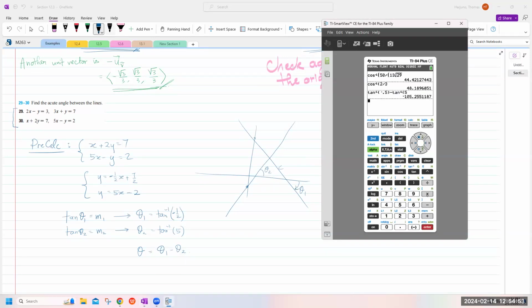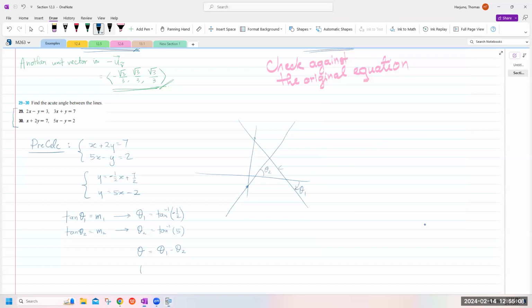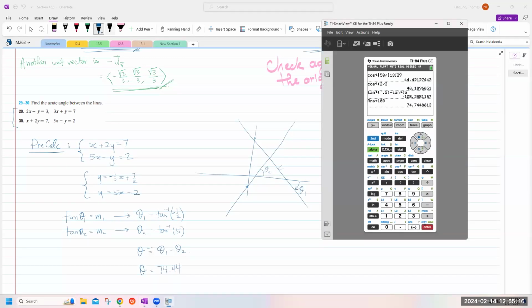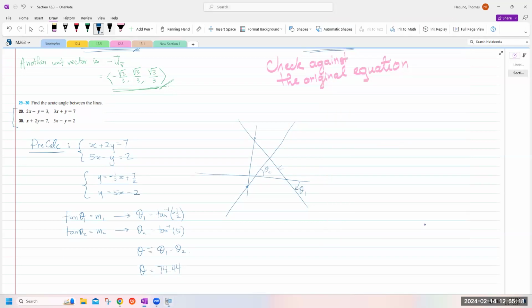Or we add 180 degrees because that's the period of a tangent. So that will be 74.74488. So theta is 74.74488 degrees.